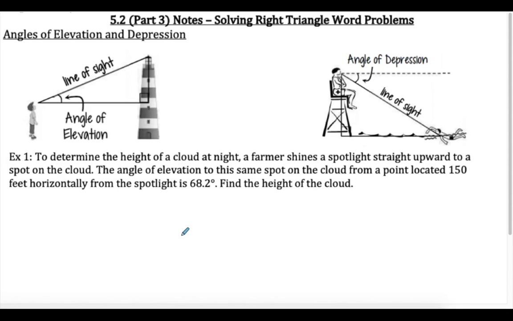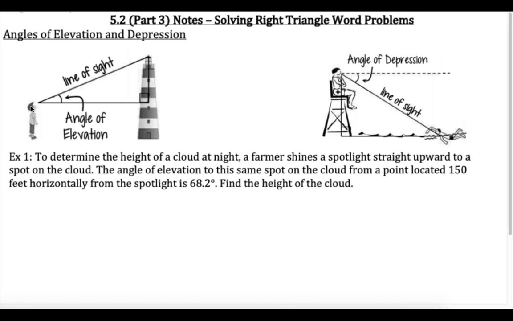All right, in 5.2 part 3, we're just going to take a look at some story problems. So first idea is angles of elevation and depression. An angle of elevation just means that we are looking up at something, and an angle of depression just means we are looking down at something.